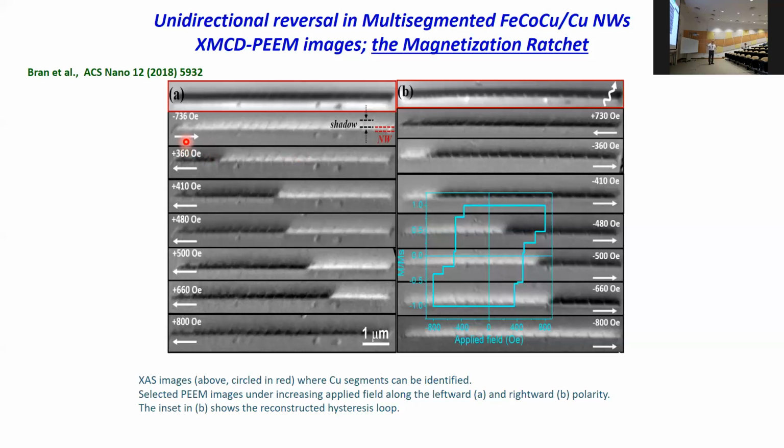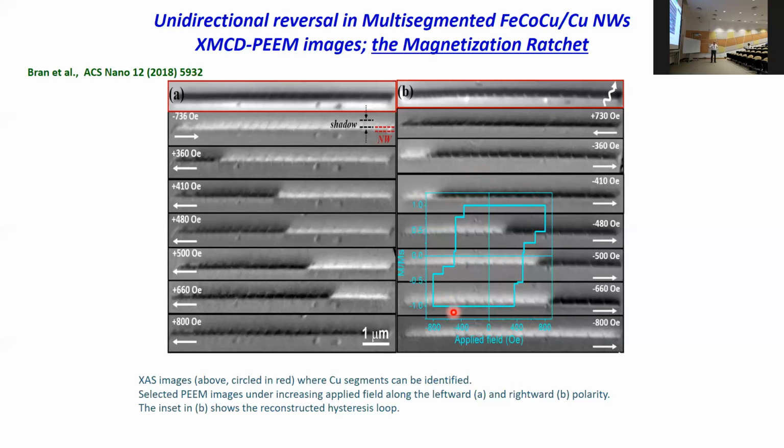Okay, then if we proceed in a similar way, but starting with the opposite saturation, the contrast is black, we remove the field and we apply the negative field, we observe that again the magnetization reverses in a stepped way, but also starting from the magnetic segments that have shorter length. Then it is possible to reconstruct the hysteresis loop for this nanowire, as you see here, with a number of jumps.